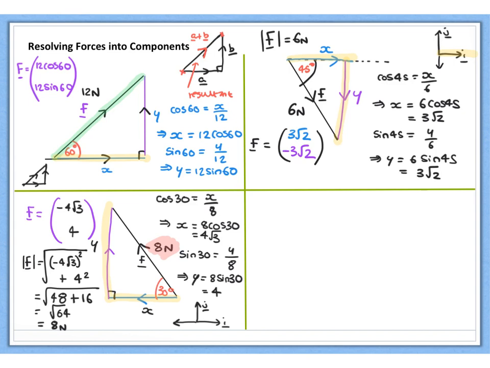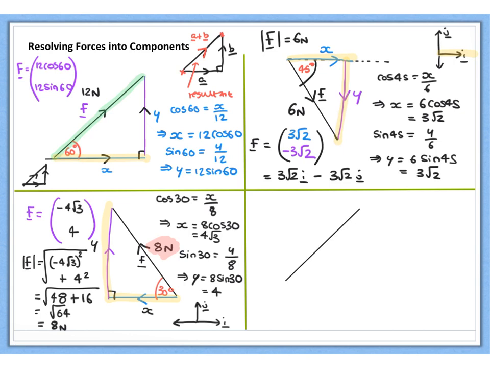Now if you want to, you can also write this in component form. So I could write that F is equal to 3 root 2 in the I direction minus 3 root 2 in the J direction. You've seen that before. You've seen how to express vectors in a line format, in a column format, and in components I and J. And that's what we're doing here. We're resolving a force into its horizontal and vertical components, into its I and J components. Let's try another example.